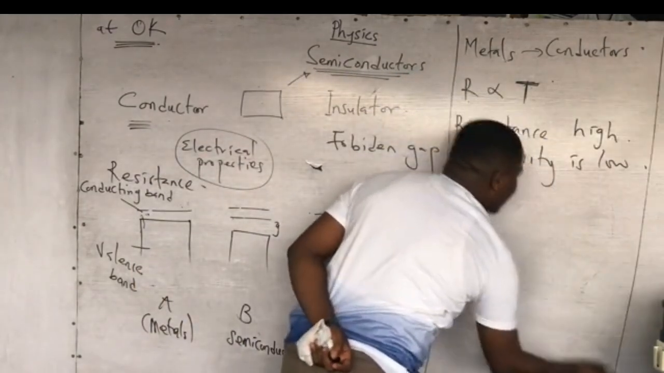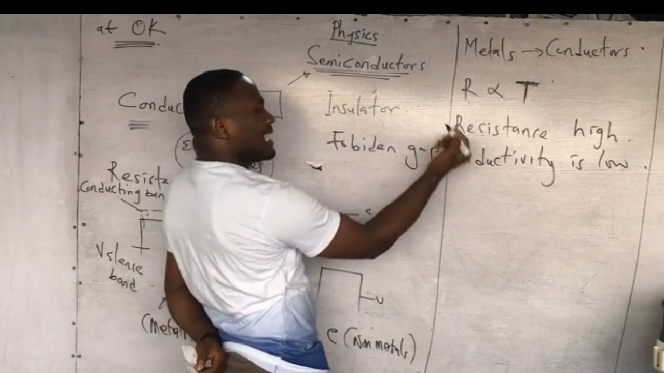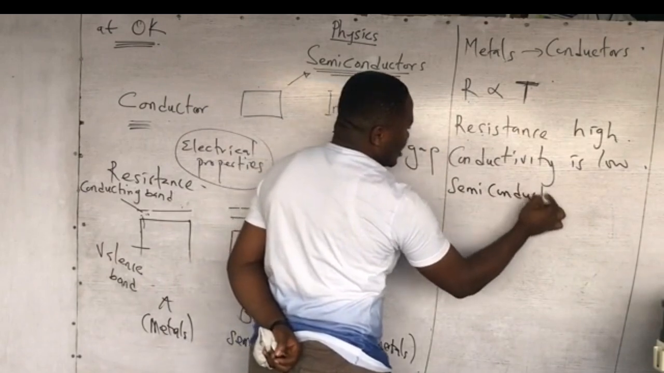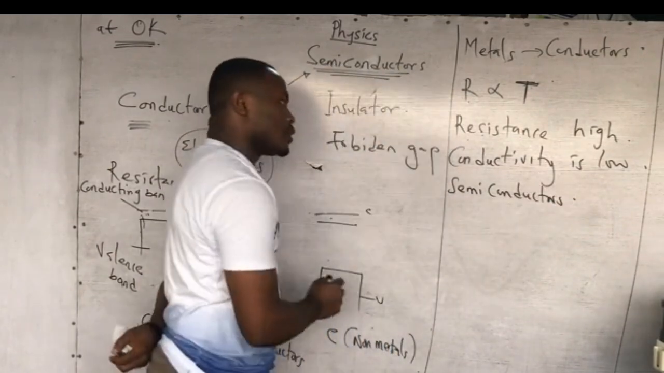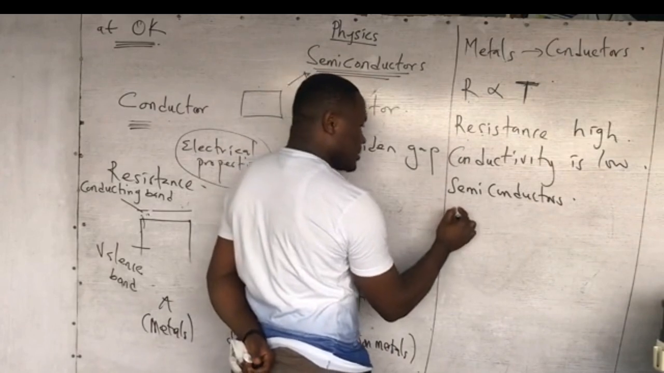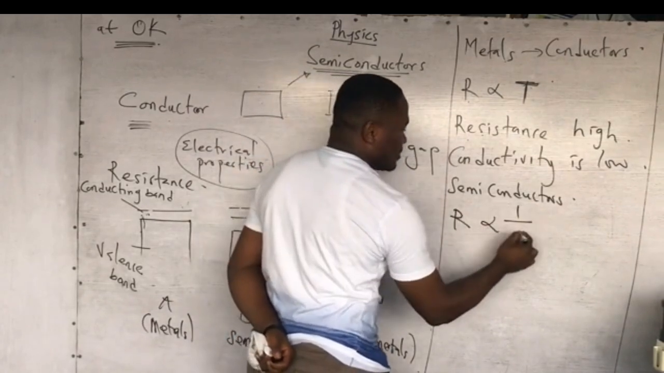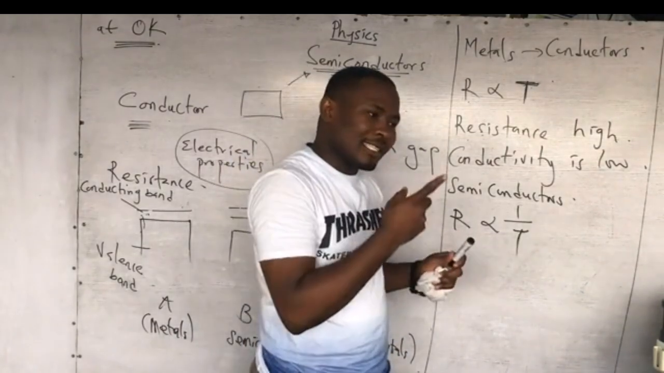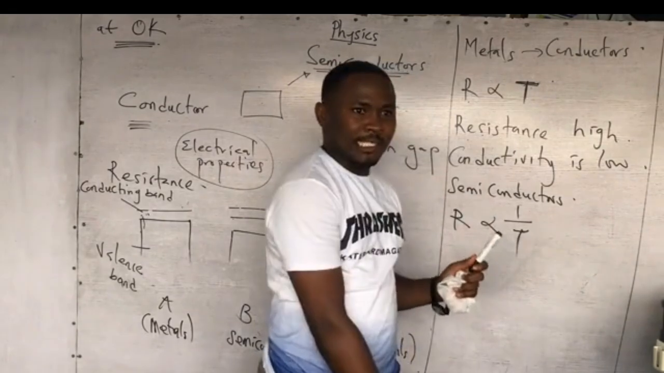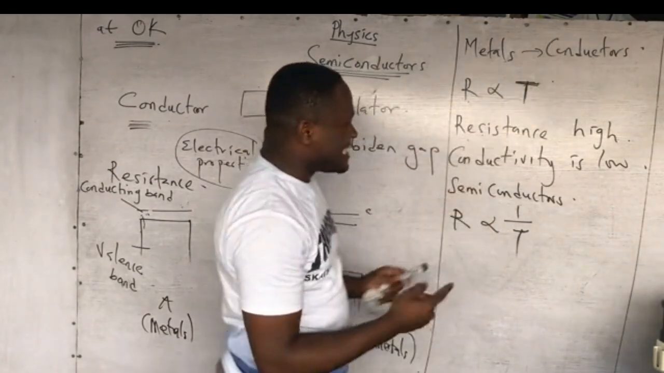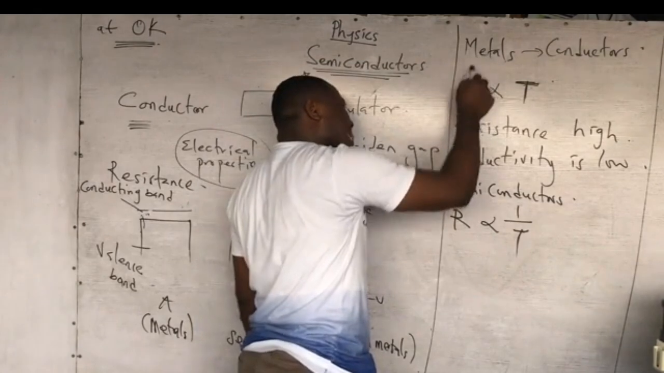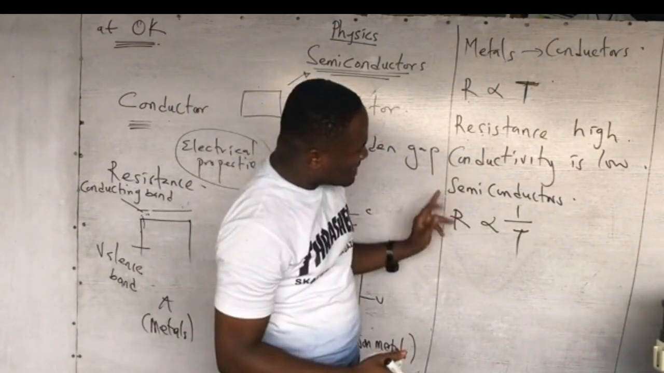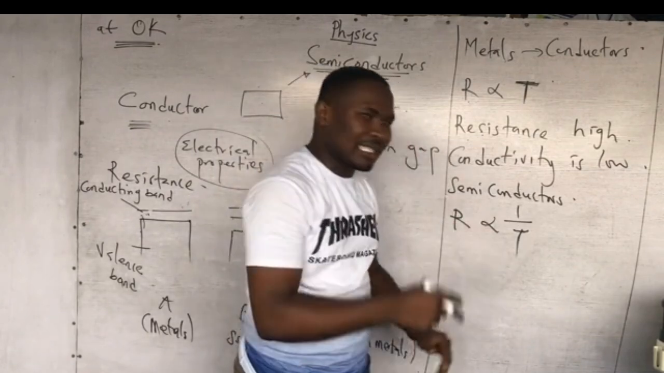Now, if we've said that, I want you to understand that in semiconductors, very, very important, as temperature increases, resistance decreases. Resistance is inversely proportional to temperature. What does that mean? It means that as temperature increases, resistance decreases. But in conductors, as temperature increases, resistance increases. But in a semiconductor, as temperature increases, resistance decreases.